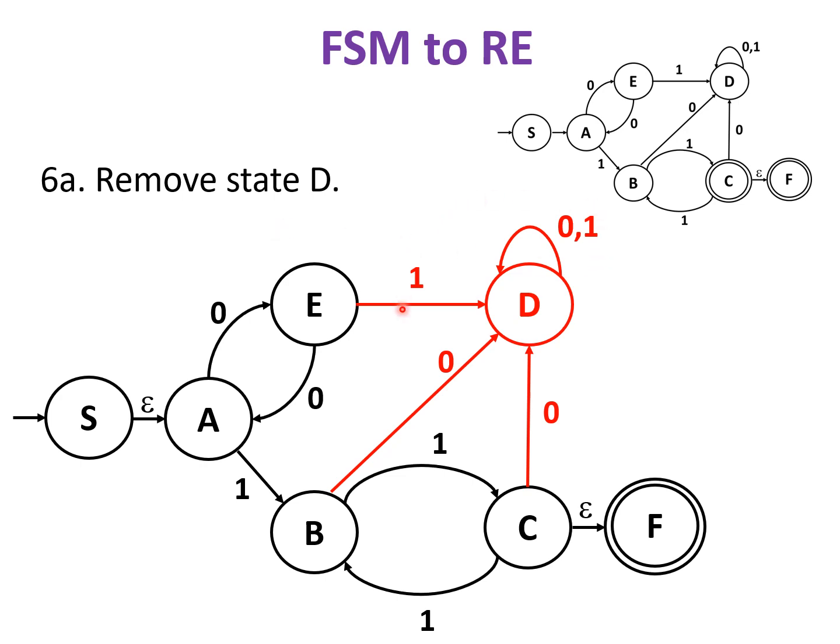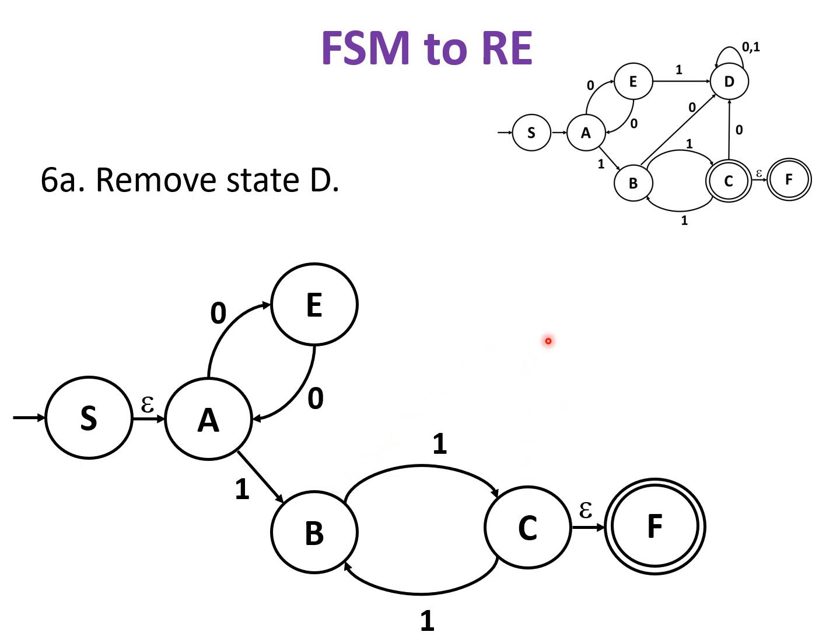If you observe, state D has incoming transitions from E, B, C and a self loop, whereas it doesn't have any outgoing transitions to any other state. It means state D is a trap state. On eliminating the trap state and all its transitions, the transition diagram obtained is this one.